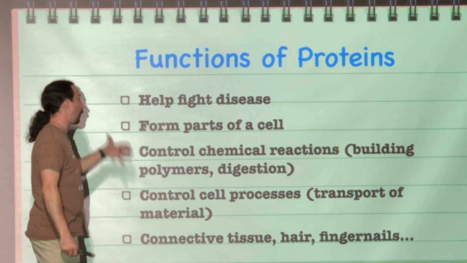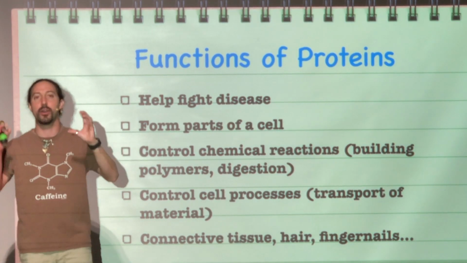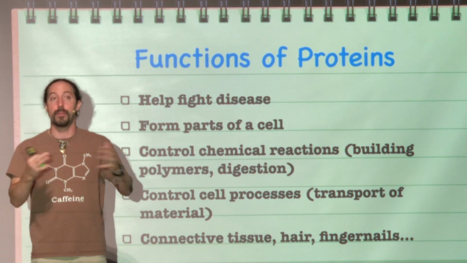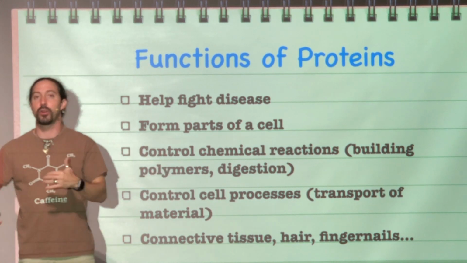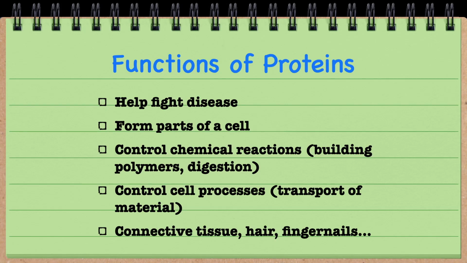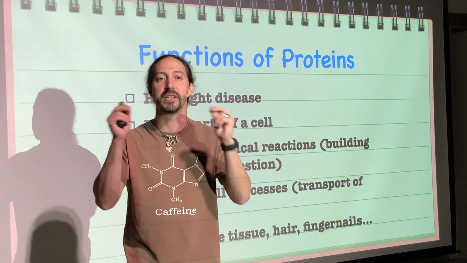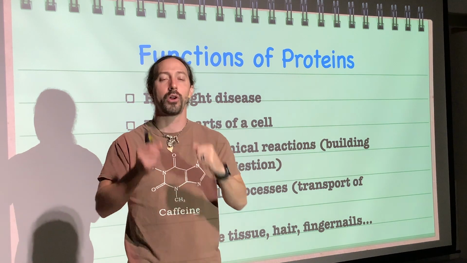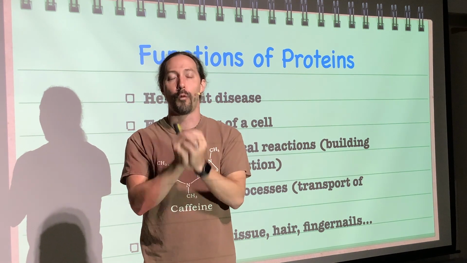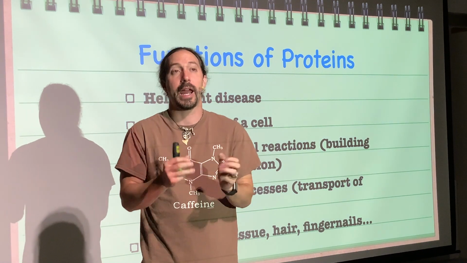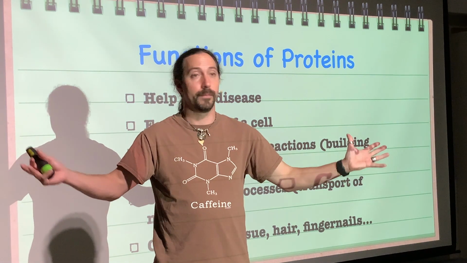They help you fight disease, they form parts of the cell, they control chemical reactions. They are going to be involved in making sure that a chemical reaction can take place, or making sure that chemical reactions don't take place. They are going to be signals between cells. They are going to be the molecule that receives the signal from another cell. They are the molecule that allows for some things to enter the cell. They are going to be involved in pretty much all of the cell processes. Proteins are the working molecules for the functionality of that cell. If there are no proteins, the cell cannot function, period.